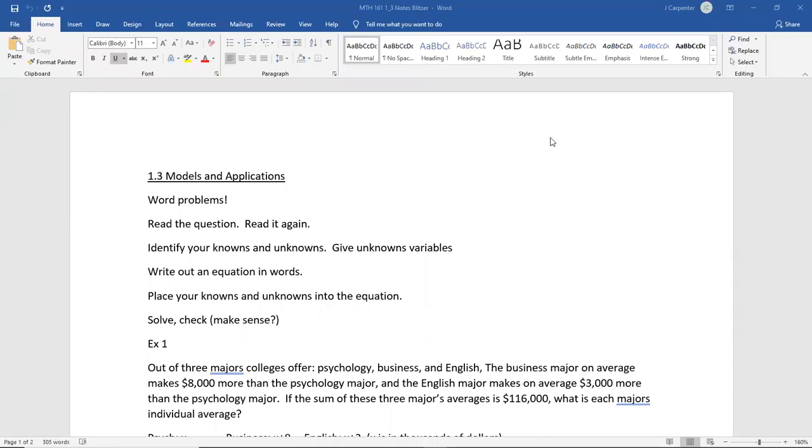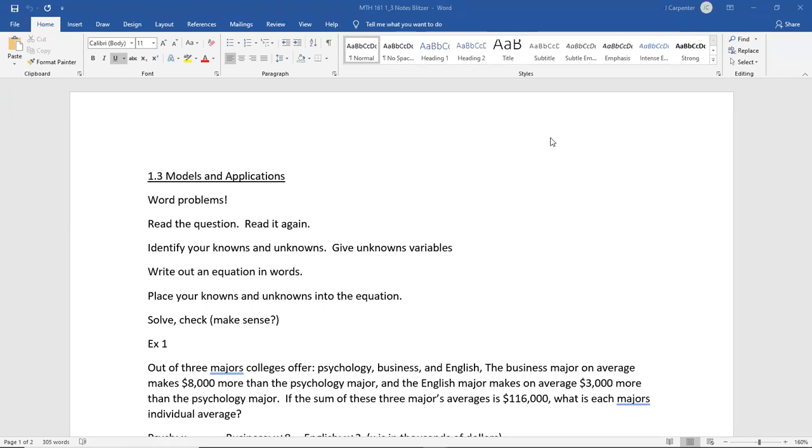1.3, models and applications. So I've got some stuff that's kind of pre-written. I pre-type something sometimes. Sometimes I like doing it on the fly. I'm weird. I don't like prepping everything, and I don't like doing everything on the fly. I like a little mix and match, especially when they're application problems. I'd rather have them go ahead and typed ahead of time when possible, as you'll see later.